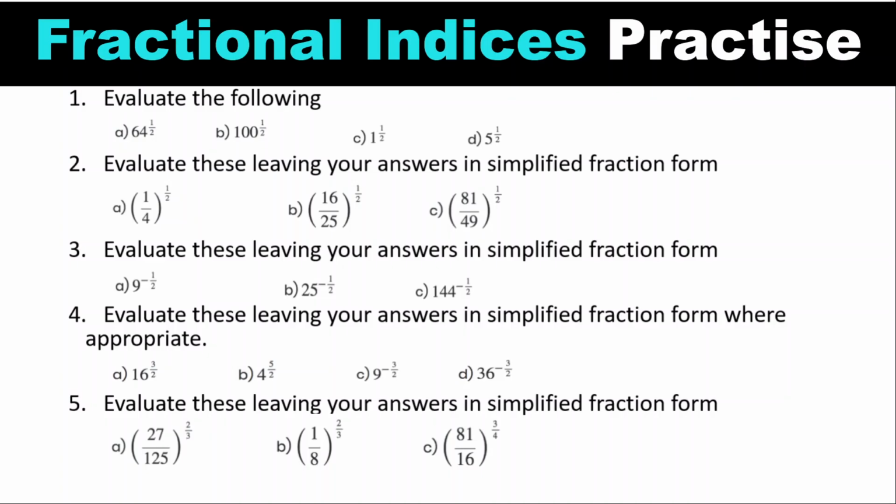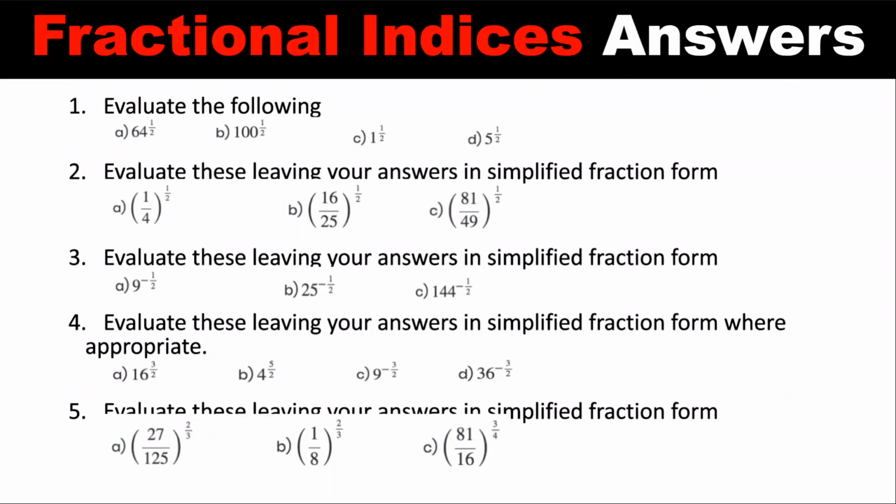I hope you had a chance to hit pause, because here come your answers. For question 1, remember a fraction with a denominator of 2 means the square root. I hope you remembered your positive and negative signs in front of your answers. For A, it's plus or minus 8, B is plus or minus 10, C is plus or minus 1, and D is plus or minus the square root of 5.